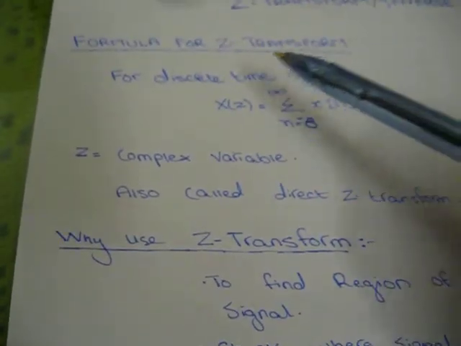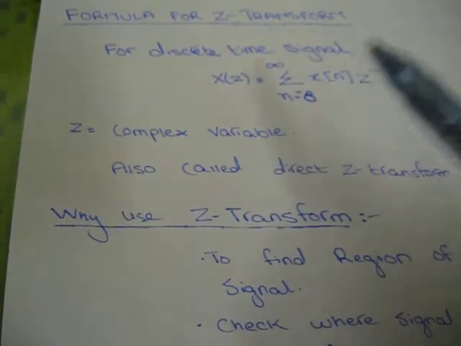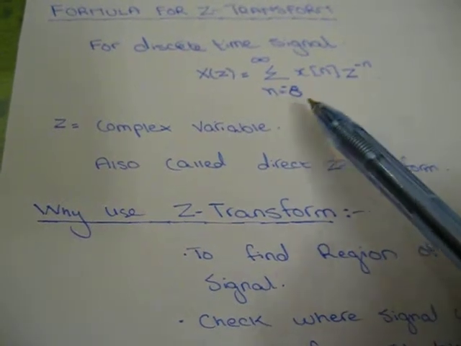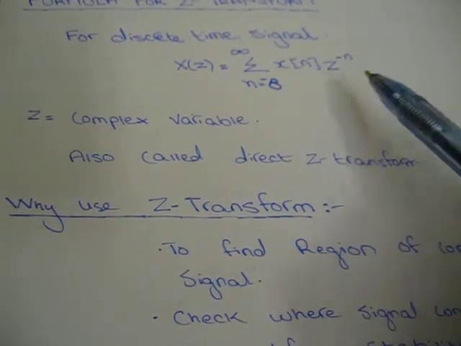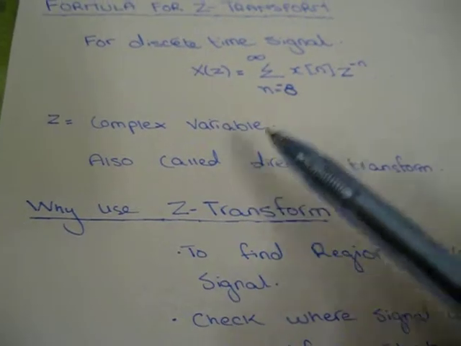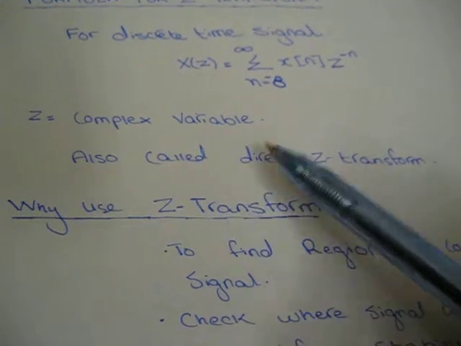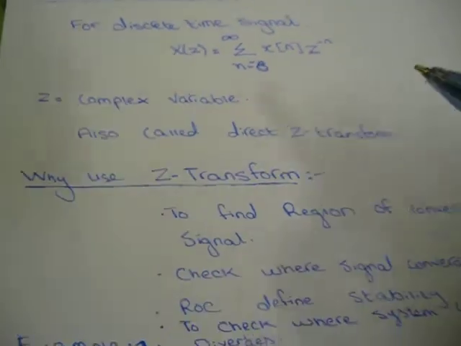Now the formula for Z transform, for a discrete time signal, is X of z equals summation n equal to minus infinity to infinity x of n z to the power minus n. Now what is z? Z is basically a complex variable, and this is also called the discrete Z transform.